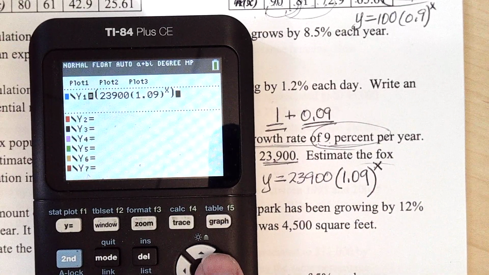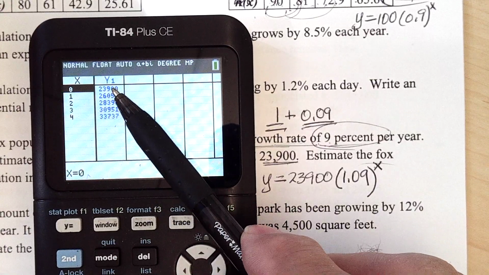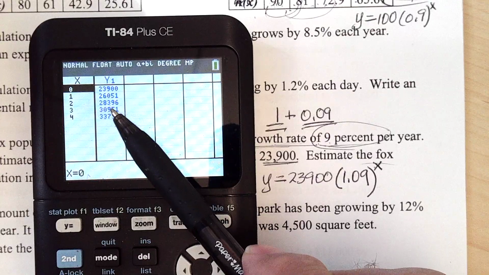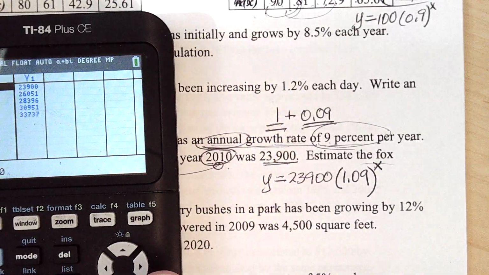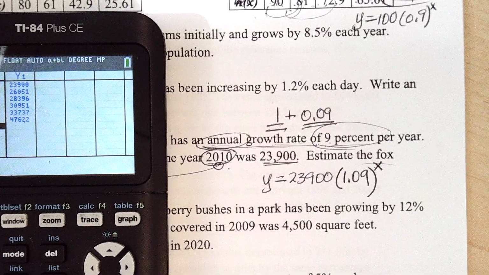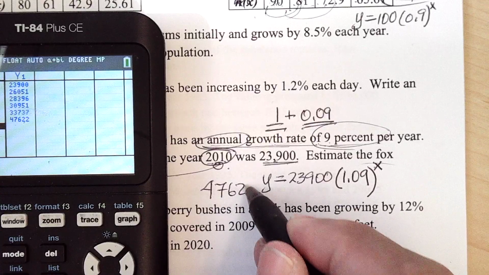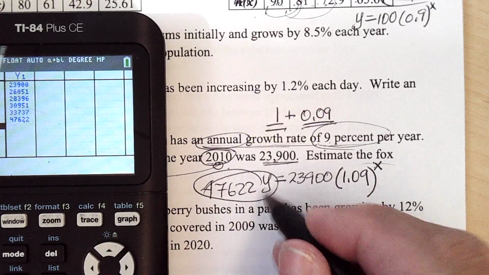And now let's go second table. This is after no years, 1 year, 2 years, 3 years, 4 years. I wanted to do it after 8 years. So I can just type in 8, and it says it's 47,622 rounded off fox.